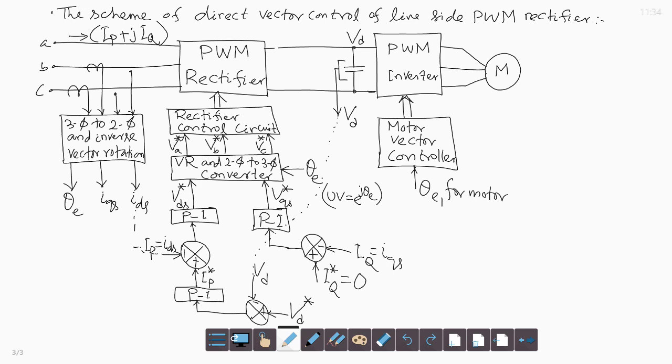And for the inverter and motor vector controller, angle theta E1 is generated from the motor feedback and theta E is generated from the line voltage current feedback.